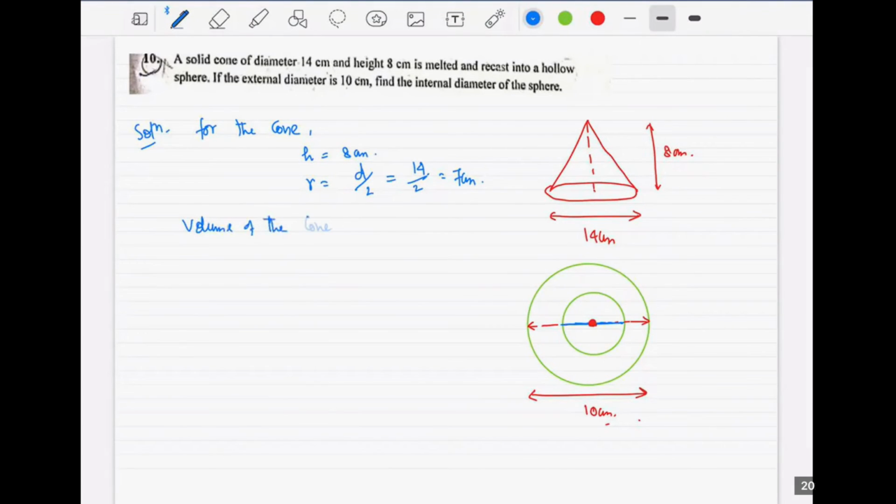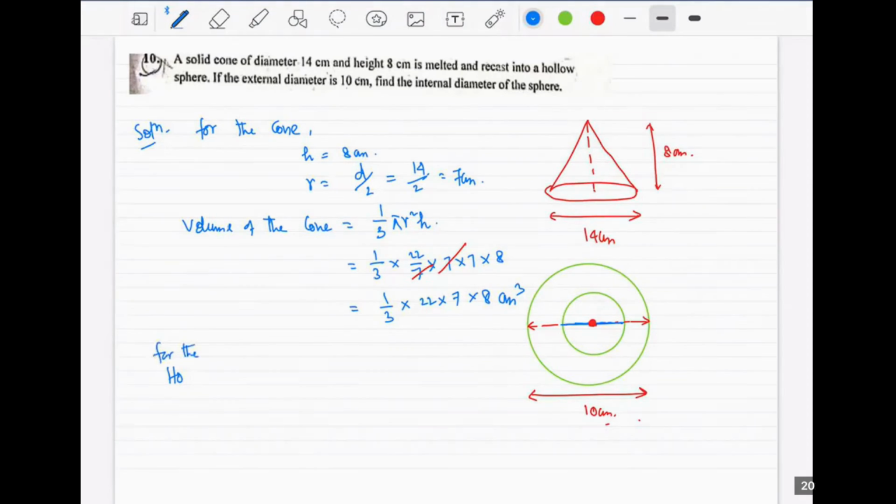Volume of the cone, what will it be? 1 by 3 pi r square h. Now let's put in the values: 22 by 7 into r is 7 into 7 into height is how much? 8. Let's cancel them. 7 and 7 is cancelled. Whatever is left, just keep it. You don't multiply it, okay? 22 into 7 into 8. And this is supposed to be in centimeter cube because we are finding out the volume. And now let's come to the hollow cylinder, okay? Sorry, hollow sphere.